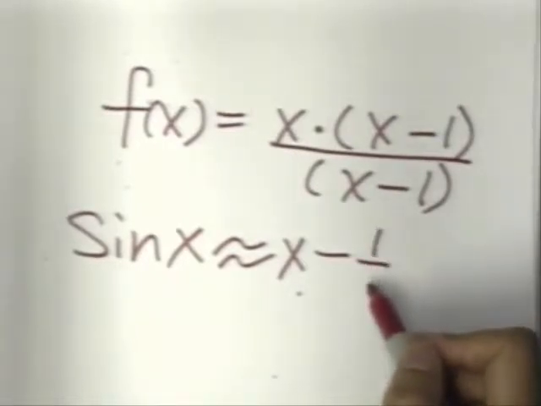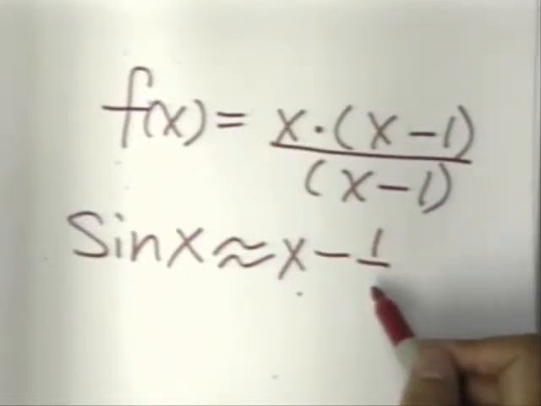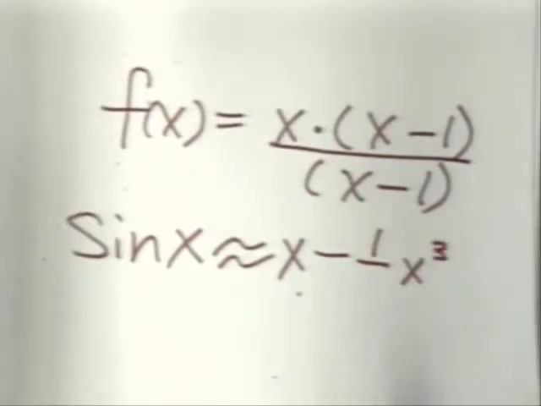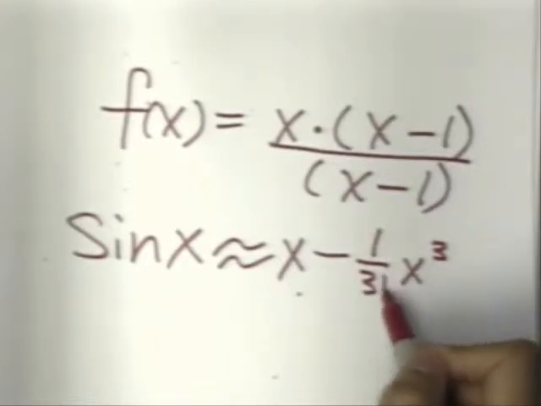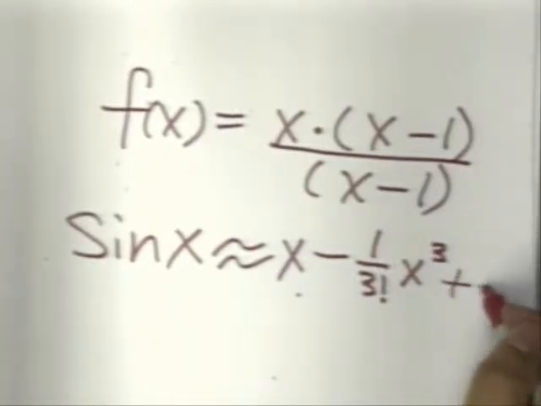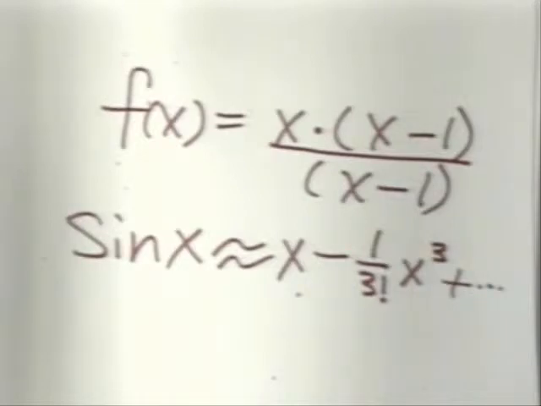But you still have one over, because this is x to the power of 3, right? And then it's 1 over 3, or 3 factorial? I think it's 3 factorial. Okay. And then plus, you can keep doing that, right? Is this 3 factorial?